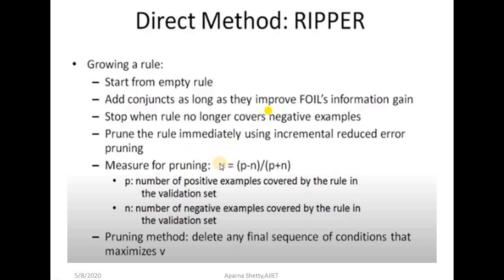Okay, so for pruning you need to use this formula: V is equal to (P minus N) divided by (P plus N), where P is the number of positive examples covered by the rule in the validation set and N is the number of negative examples covered by the rule in the validation set. The pruning method deletes any final sequence of conditions that maximizes V. So this was about growing a rule.